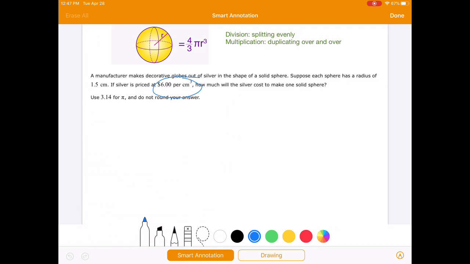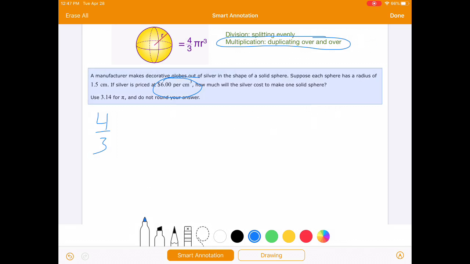So this is a situation where we're going to be using multiplication, because this is $6 for 1 cubic centimeter. So however many cubic centimeters, we're going to have 6 and 6 and 6 and 6. So we're duplicating that $6 per cubic centimeter over and over again, which is why it's a multiplication problem. But before we get to that multiplication, we need to go ahead and find the volume of each individual sphere. We've done this numerous times, so it should be a pretty quick process for us now.